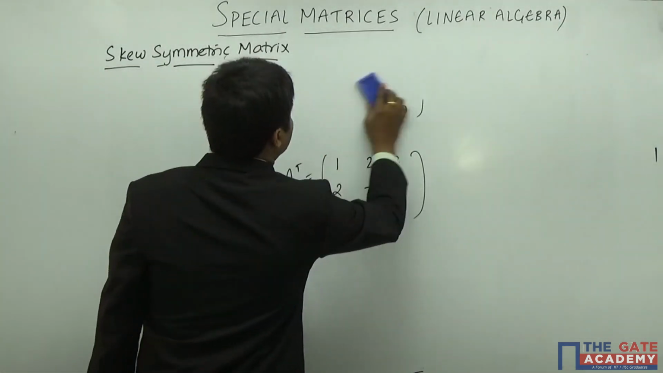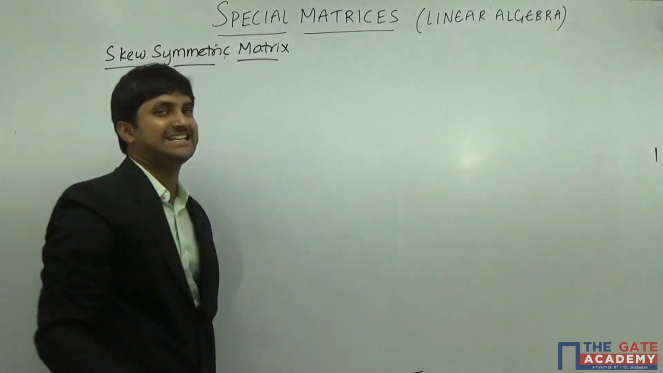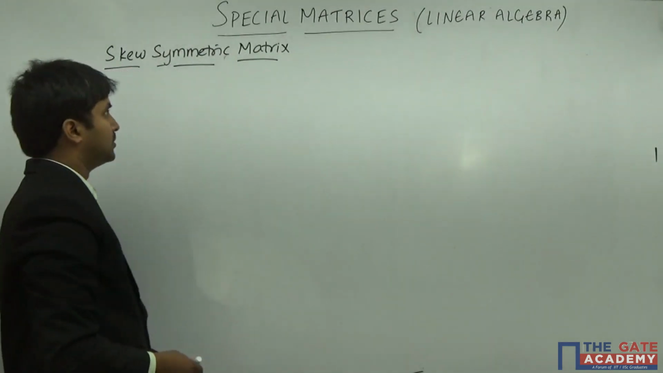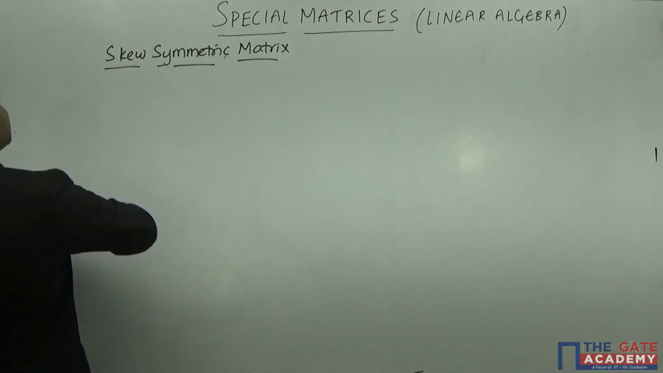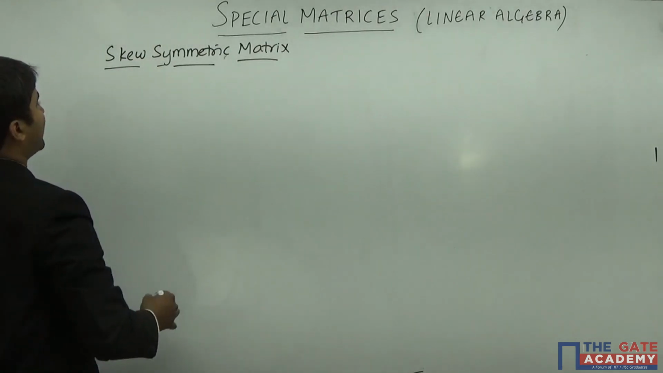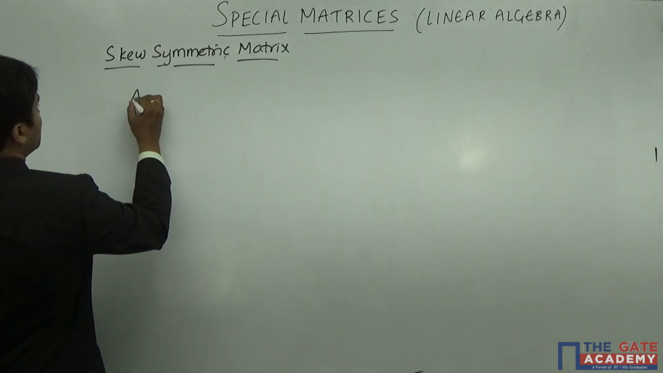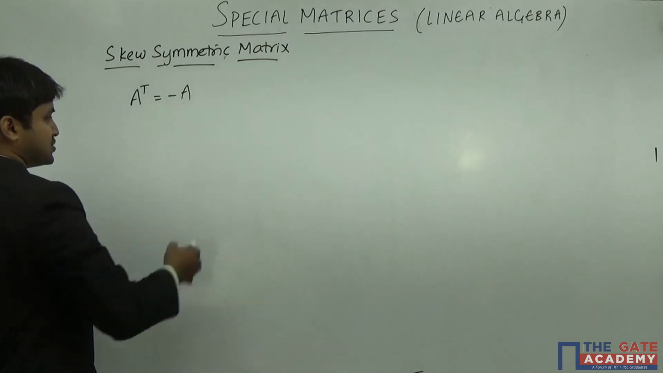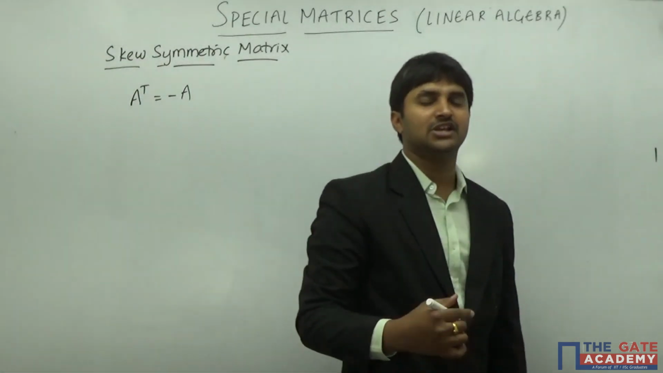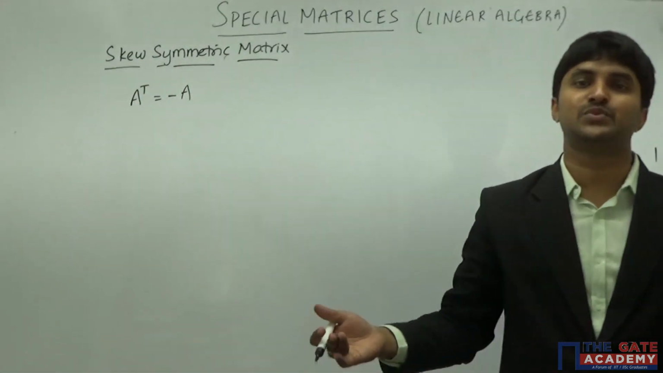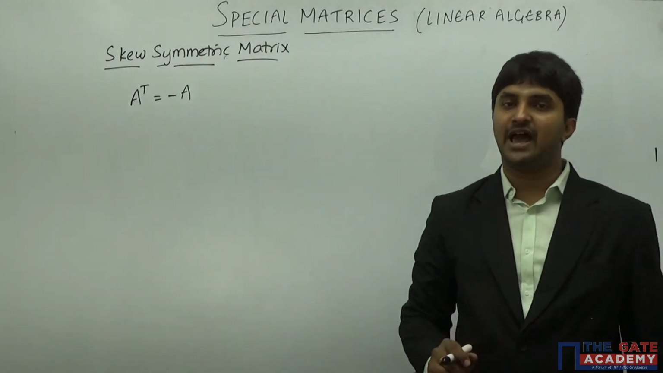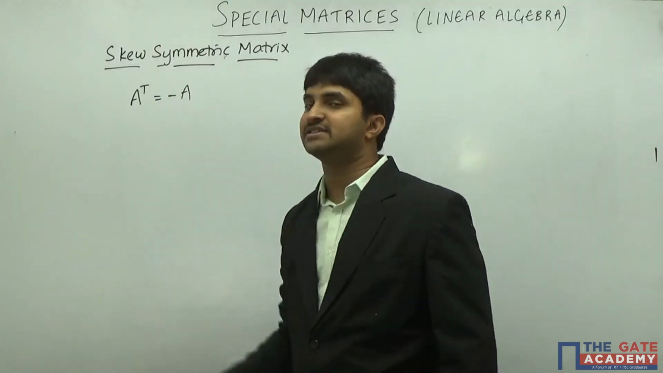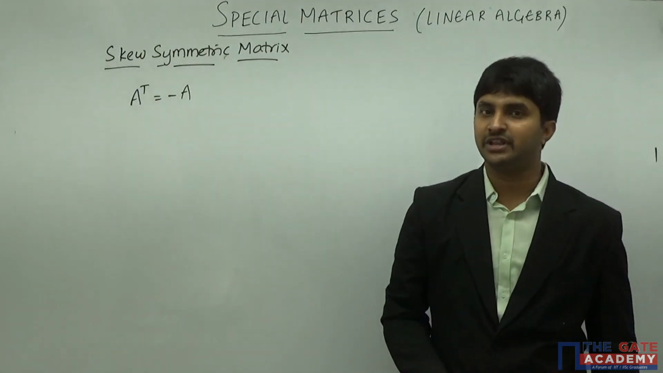So we can also call the skew symmetric matrix an anti-symmetric matrix. The property that a skew symmetric matrix satisfies is that the transpose of a matrix will be equal to the same matrix with a negation. That is what we term a skew symmetric matrix: A transpose is equal to minus A.